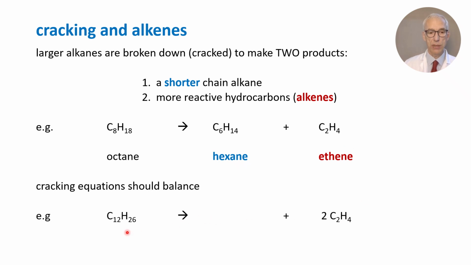Look at this potential cracking equation. C12H26 forms 2 molecules of ethene. What must be the one alkane product? Stop the lesson and balance that equation with the correct formula.